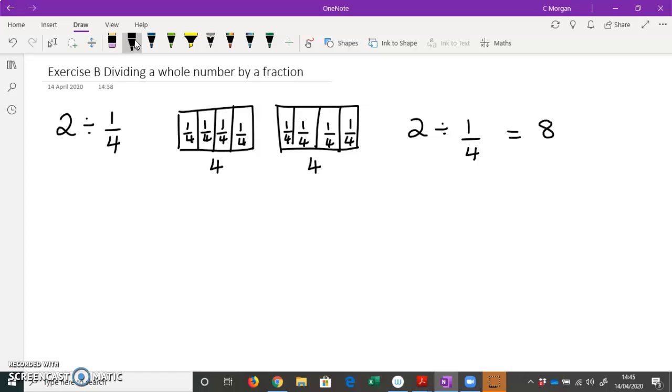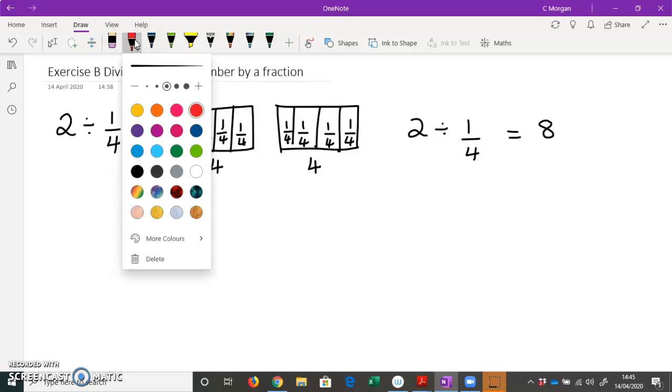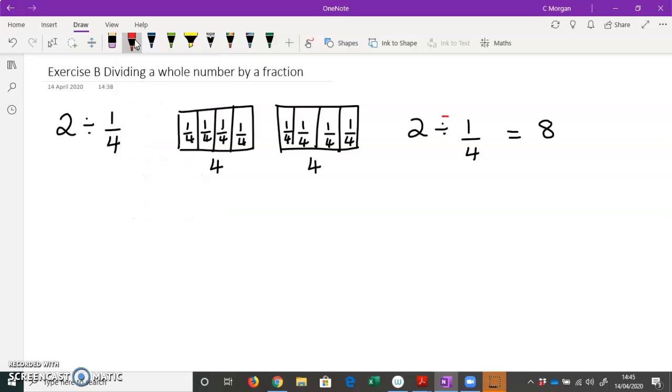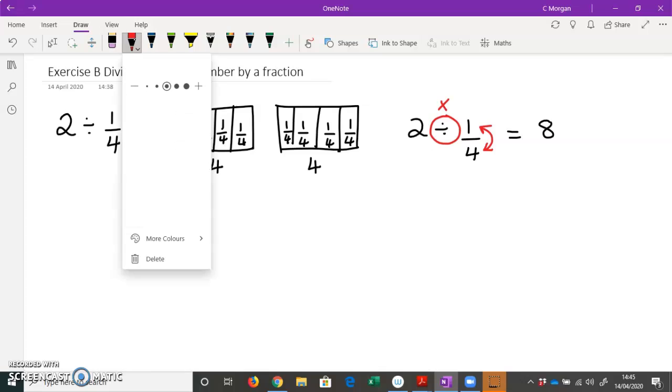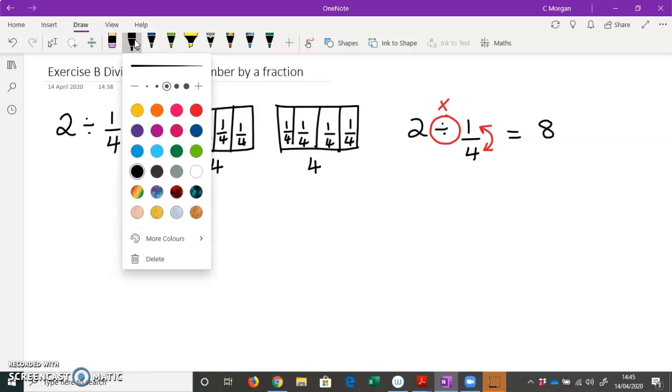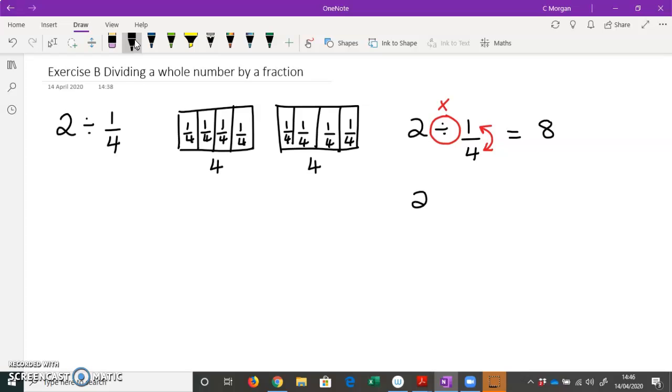Now I know that dividing by a quarter must mean the same as multiplying by 4. So whenever I see a division with a fraction, I'm going to turn it into a multiplication. Instead of dividing by a quarter, I'm going to multiply by the inverse of a quarter, which is multiplying by 4. So I think 2 divided by a quarter is the same as doing 2 multiplied by 4 over 1. Now I know that 2 wholes can be written as 2 over 1.